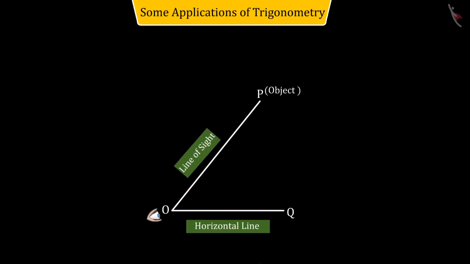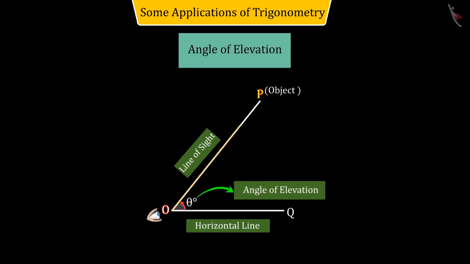If an object P is above the person's eye, that is, the horizontal line OQ passing through point O, then for the person to see that object, the angle by which he has to raise his vision relative to the horizontal line is called the angle of elevation. So, with the help of an image, we can tell that angle POQ made from line of sight and horizontal line is called the angle of elevation.